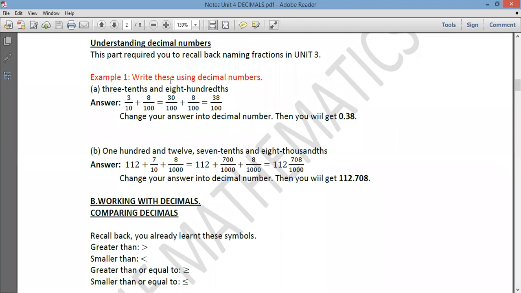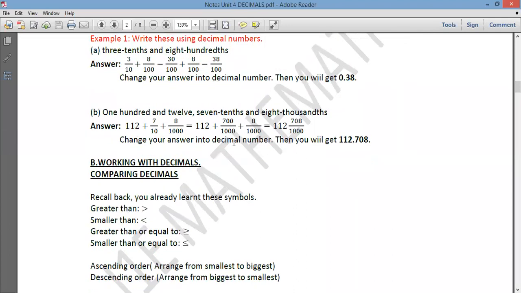So they want you to write this using decimal numbers. Go back to the question. This is the fraction, not a decimal number. So in your final answer, you have to change this fraction into 0.38. 38 over 100 means 38 divided by 100. So you move 2 places forward, you got your decimal point here. 0.38.